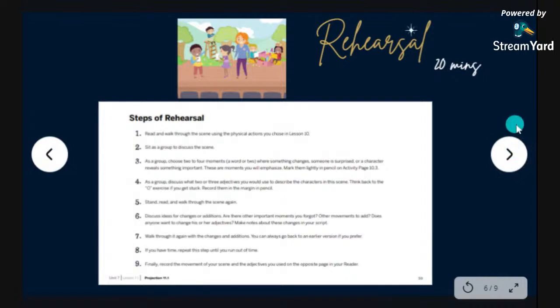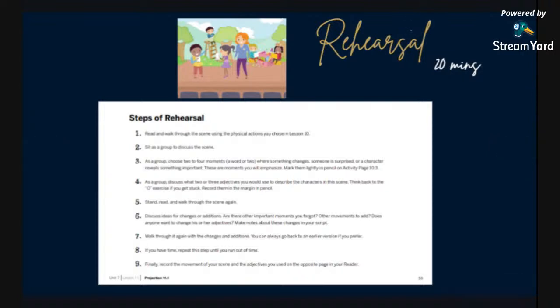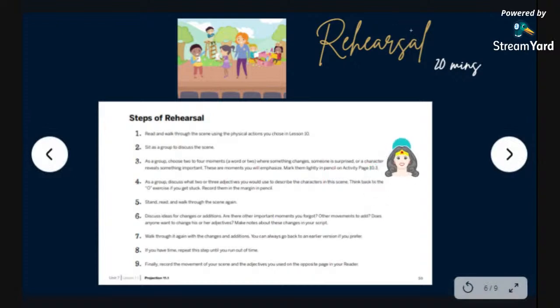Next, they'll move on to rehearsal for 20 minutes. The teacher will remind students of the work they did with their groups in the previous lesson on how and where characters move, then explain that today they will continue working on that as they think about how the characters speak and act. The teacher either projects or writes on the board the steps for rehearsal, which are here at the bottom of the screen.